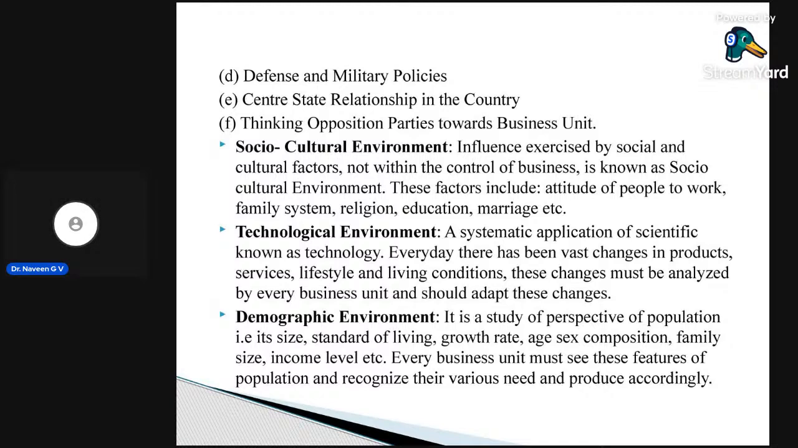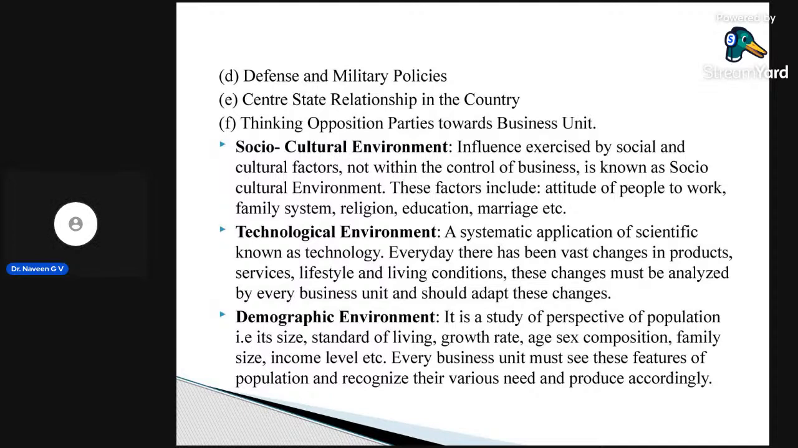Ethical issues also take place under the socio-cultural environment. Social responsibility of the business: it means nowadays one of the responsibilities borne by the business, that is corporate social responsibility, is fixed by the government.